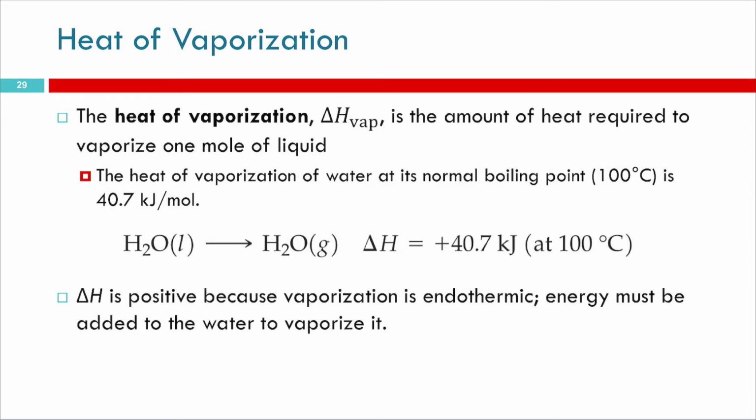The heat of vaporization, delta H vap, is the amount of heat required to vaporize 1 mole of liquid. The heat of vaporization of water at its normal boiling point of 100 degrees C is 40.7 kilojoules per mole. And delta H here is positive because vaporization is endothermic, so energy must be added to the water to vaporize it.